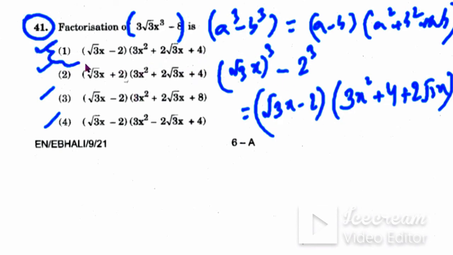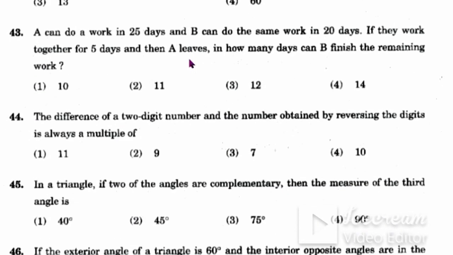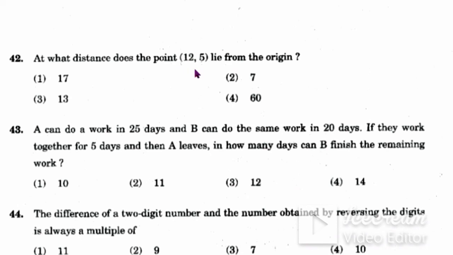So correct answer is A. Okay, your correct answer is 1. We'll see the next question. Question number 42. At what distance does the point (12, 5) lie from the origin?